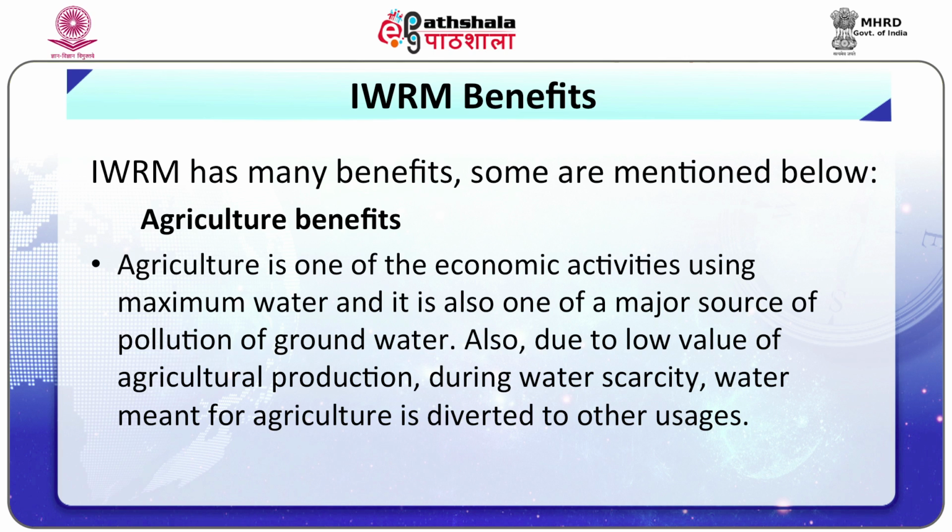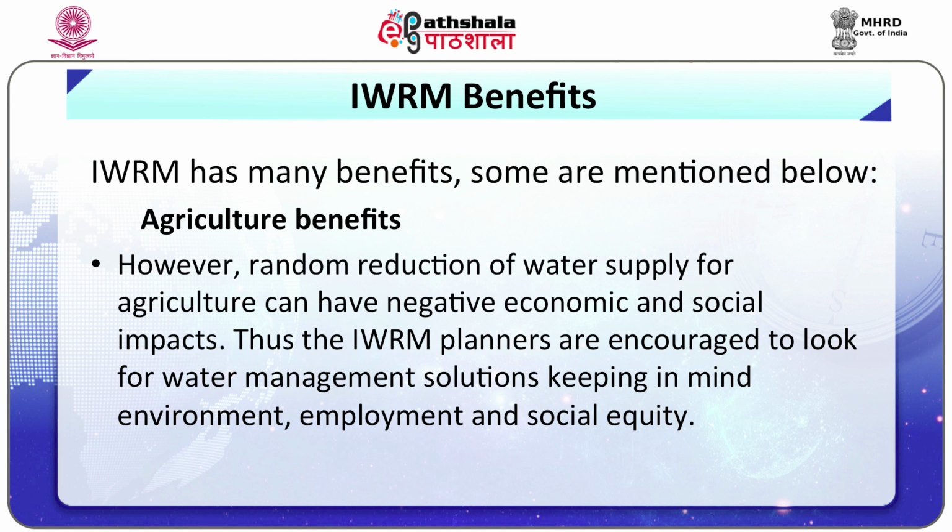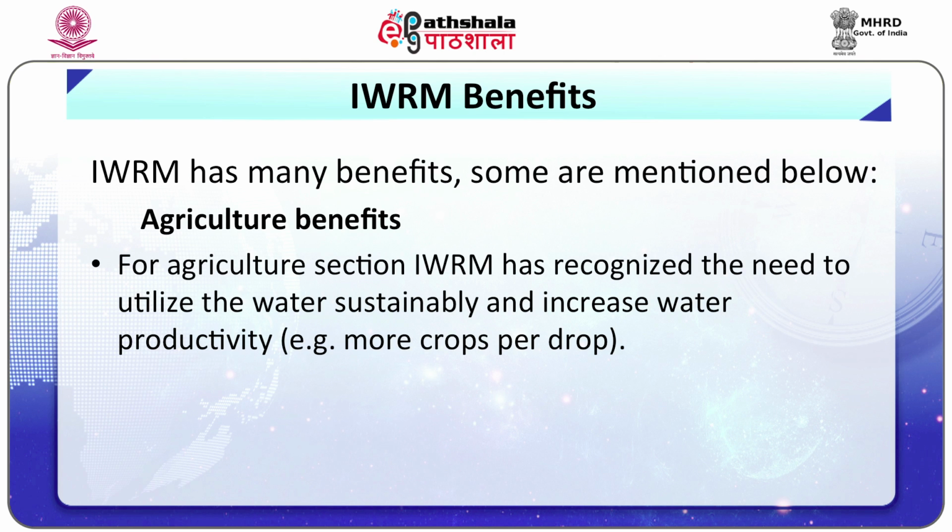The second is agricultural benefit. Agriculture is one of the economic activities using maximum water, and it is also one of the major sources of pollution of groundwater. Also, due to the low value of agriculture production during water scarcity, water meant for agriculture is diverted to other usages. However, random reduction of water supply for agriculture can have negative economic and social impacts. Thus, IWRM planners are encouraged to look for water management solutions keeping in mind environment, employment, and social equity. For the agricultural sector, IWRM has recognized the need to utilize water sustainably and increase water productivity, for example, more crops per drop.